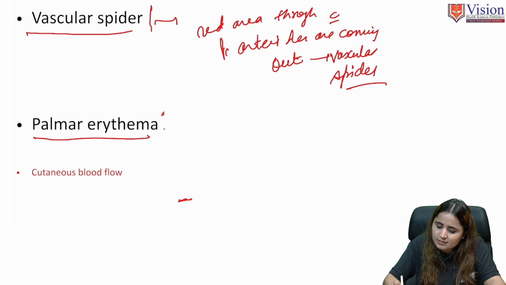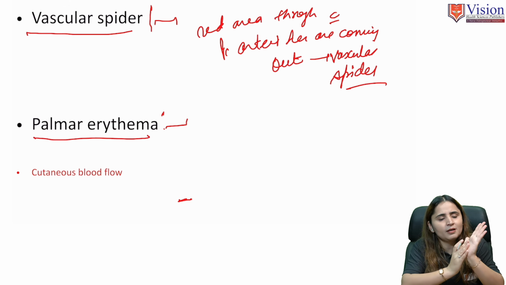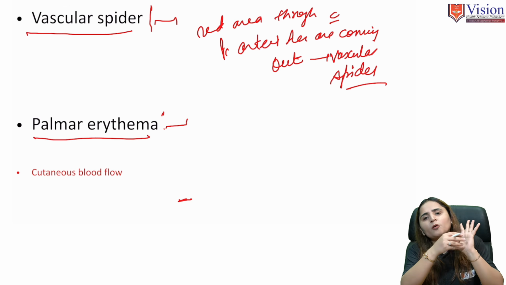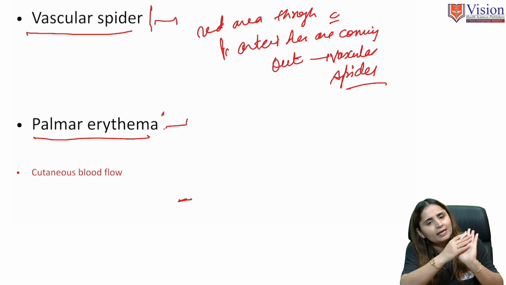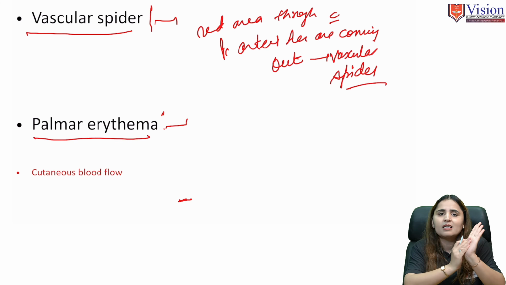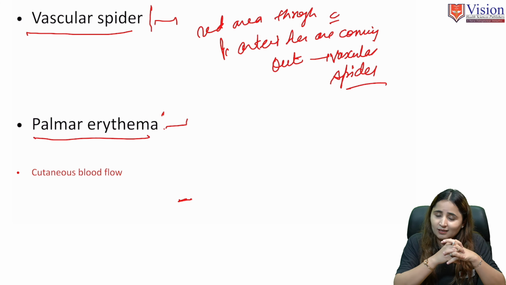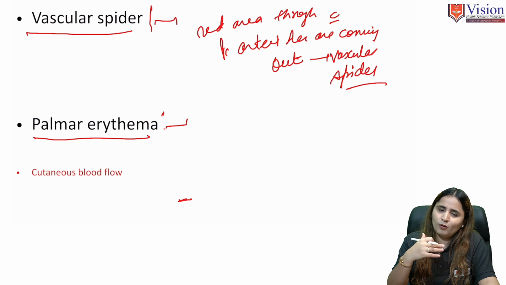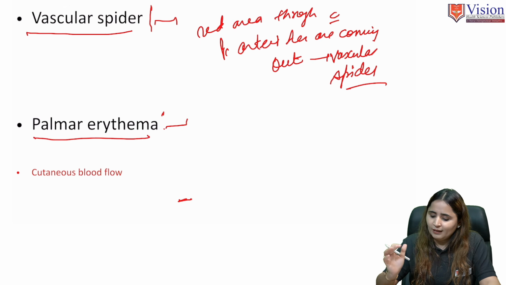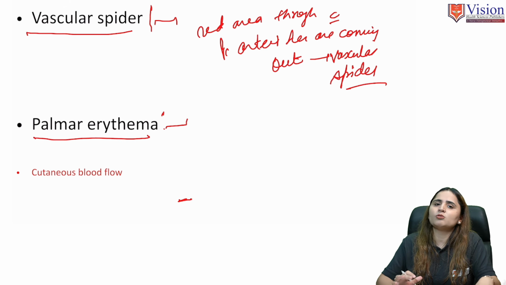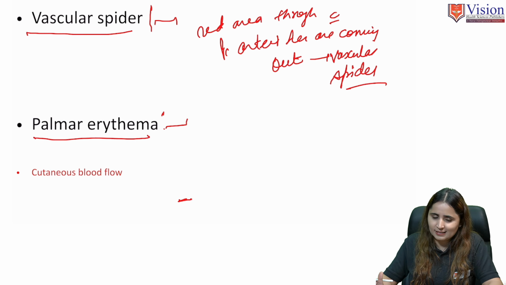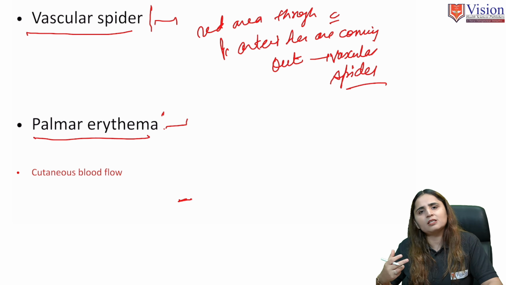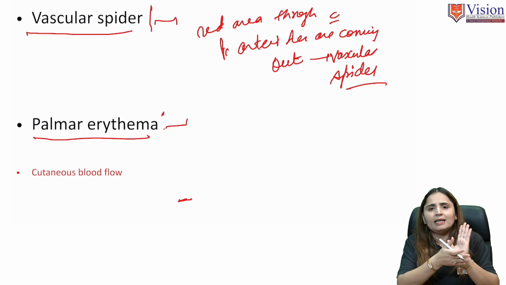Then another change is palmar erythema. Palmar erythema is due to the pregnancy hormone estrogen. There is a redness on the palm of the mother. Sometimes a female thinks that she has an allergy to some soap and may change the soap, but counsel her that this is not due to any soap or any medicine.